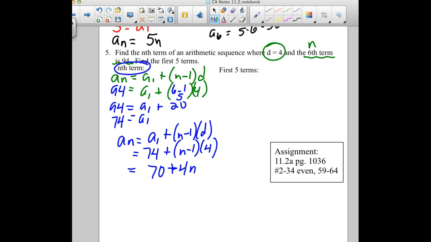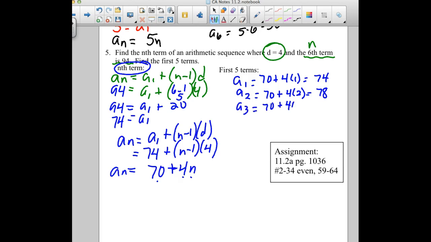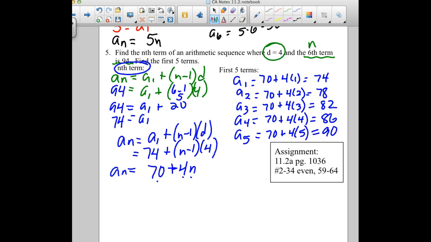Now, does that fit with that other pattern we had of the 0 term plus n times d? Would 70 be our 0th term? Yes? And we have d times our n? Okay. First 5 terms. Putting a 1 in there, we have 70 plus 4 times 1, or 74, which we already knew. Putting a 2 in, we get 78. Putting a 3 in. Okay. Putting a 4 in. And putting 5 in. So are the numbers going up by 4s? Which was what the common difference was supposed to be.